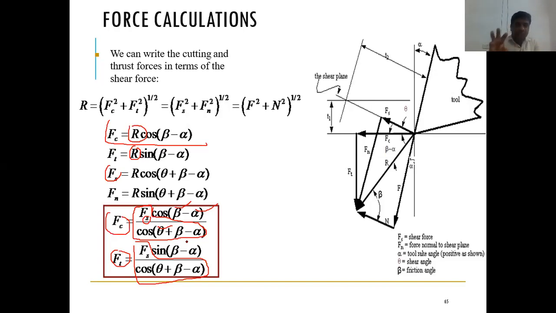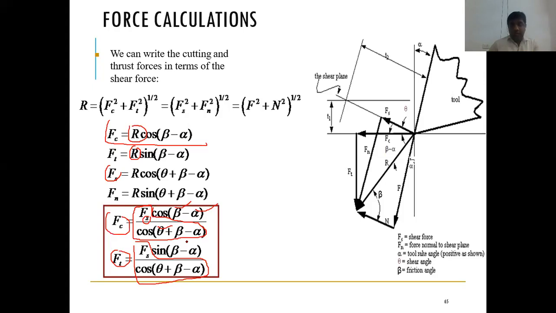So how much maximum stress an aluminum material can withstand is called the strength of the material. If you know the strength of aluminum, you can calculate FC as well as FT. Similarly for steel, if you know Fs, the shear force or shear strength of the steel, you can calculate the cutting force as well as the thrust force.